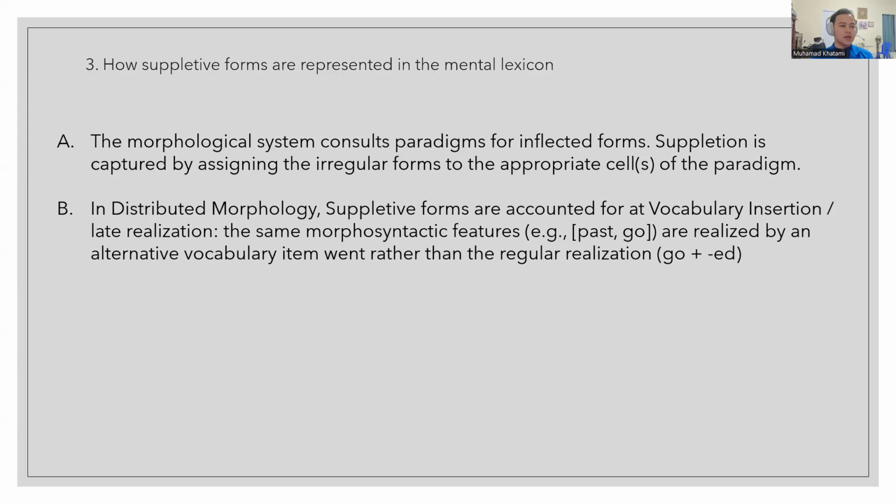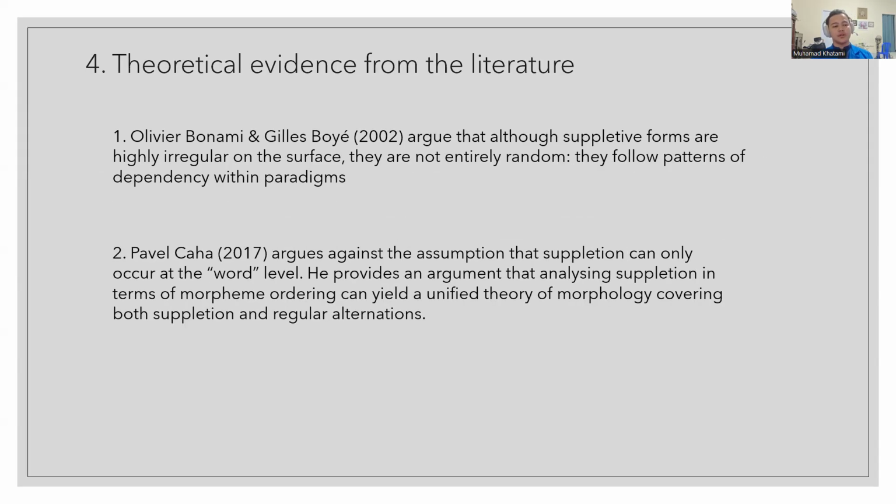And for the third task: how suppletive forms are represented in the mental lexicon. So the morphological system consults a paradigm for inflected forms. Suppletion is captured by assigning the irregular forms to the appropriate cells of the paradigm. Right? In distributed morphology, suppletive forms are accounted for by vocabulary insertion or realization. The same morphosyntactic feature, past on go, is realized by an alternative vocabulary item, went, rather than the regular realization, go plus -ed.